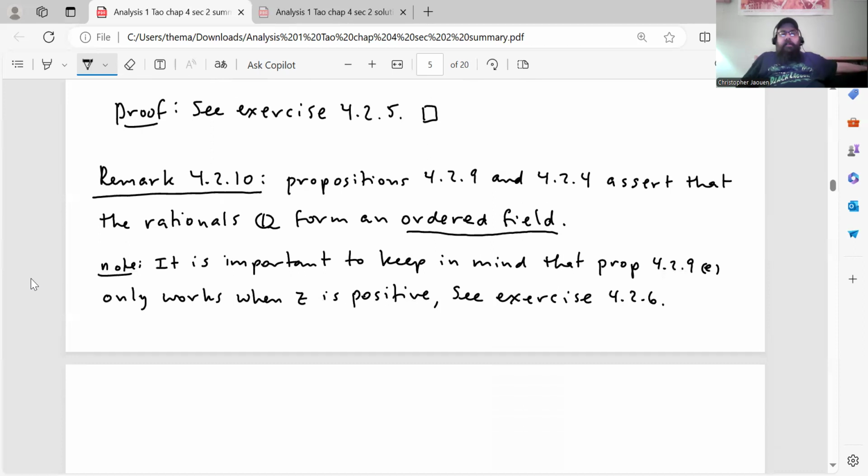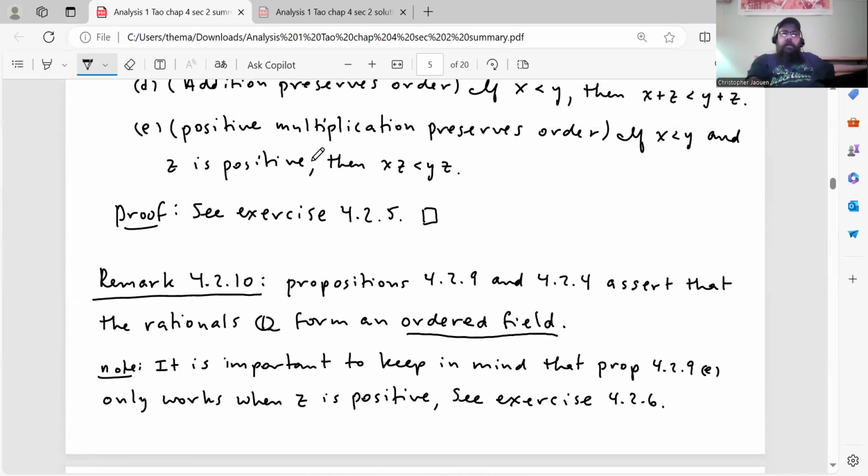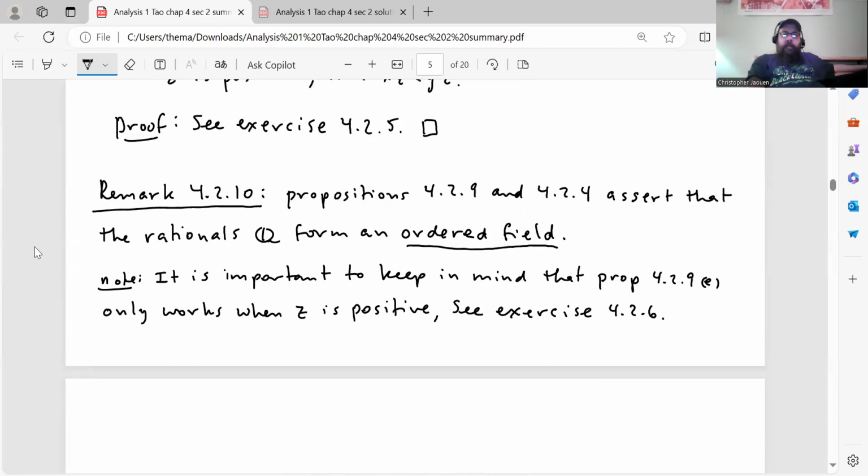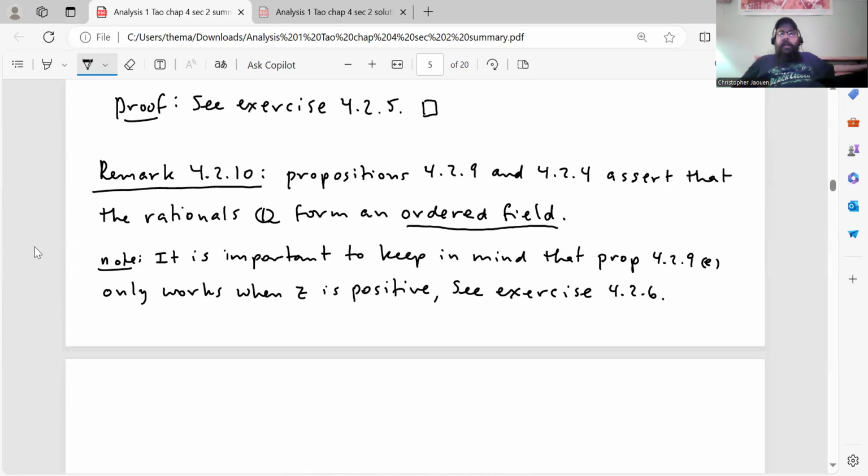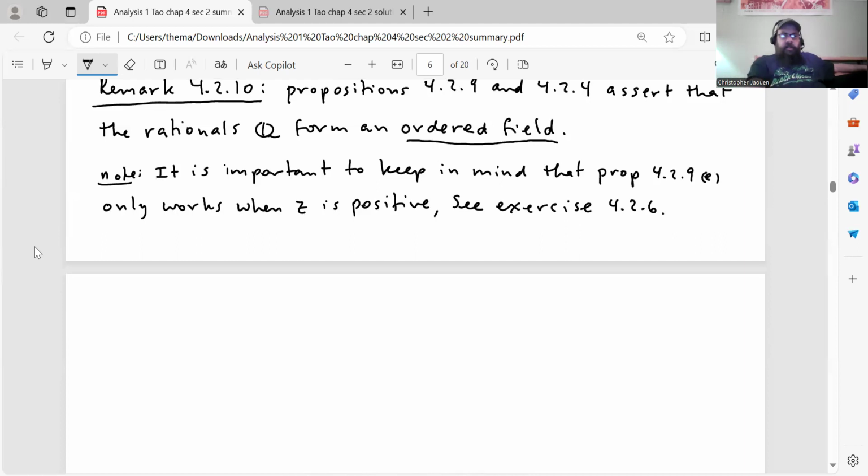Okay, here's a remark that Tao gives us, which he labels 4.2.10. Propositions 4.2.9 and 4.2.4 assert that the rationals Q form, like I said a second ago, an ordered field, because they're a field and they have an order defined on them. Note, it's important to keep in mind that proposition 4.2.9e, the one where positive multiplication preserves order, only works when z is positive. And then he says see exercise 4.2.6, where we'll look at what happens if you multiply by a negative number.